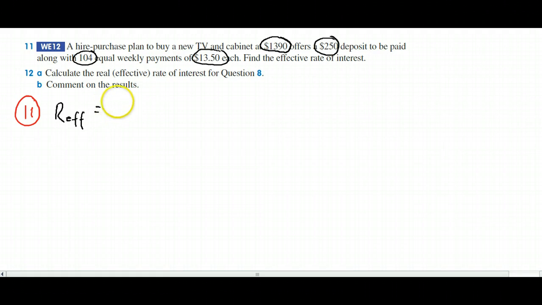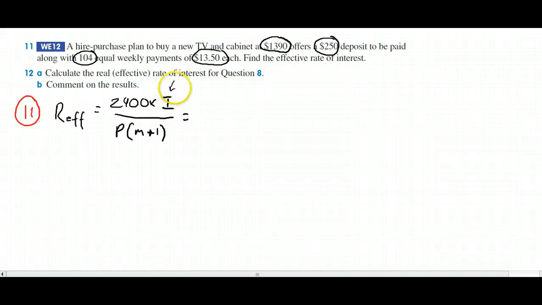That equation tells us that we need to do 2,400 times the amount of interest, I, divided by the principal amount, P, multiplied by M plus 1, where M is the number of monthly repayments. That'll give us the effective rate of interest. So in order to work this out, we're going to need to find I, P and M.